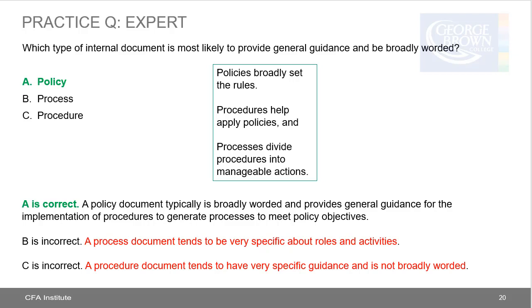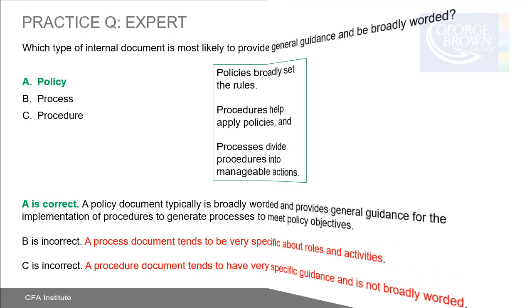Okay, so we saw the flow before. Policy objectives are broadly set. Procedures help apply the policies, and processes divide procedures into manageable actions. And again, a process document tends to be very specific about the roles and activities, and often very measurable. And the procedure document tends to have very specific guidance and is not broadly worded.